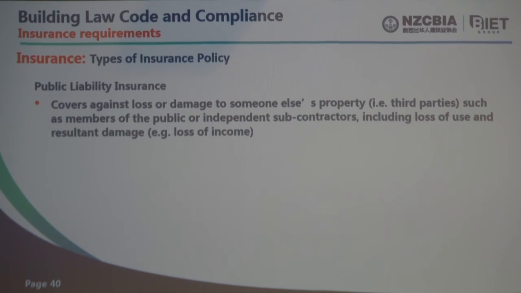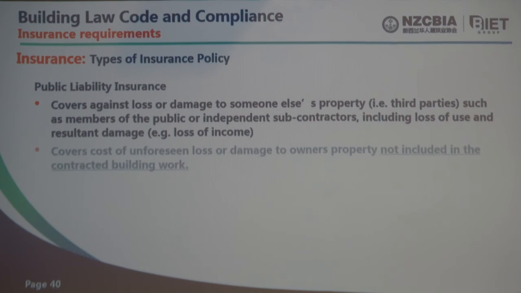So public liability, that insurance covers loss to someone else's property. That is third party. So someone else's property, not your property, not the owner's property, covered by the contract. Covers unforeseen loss to owner's property not included in the building work. That's what I've talked about. Smashing the other side of the house.